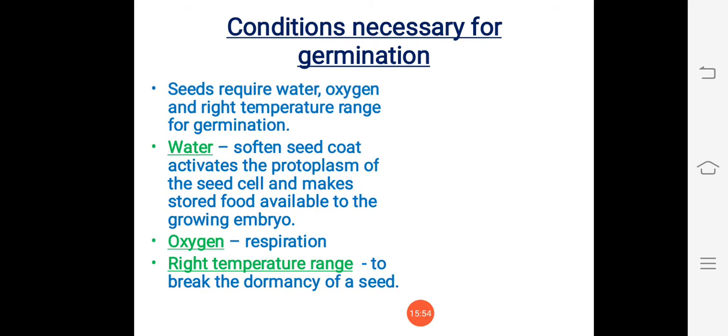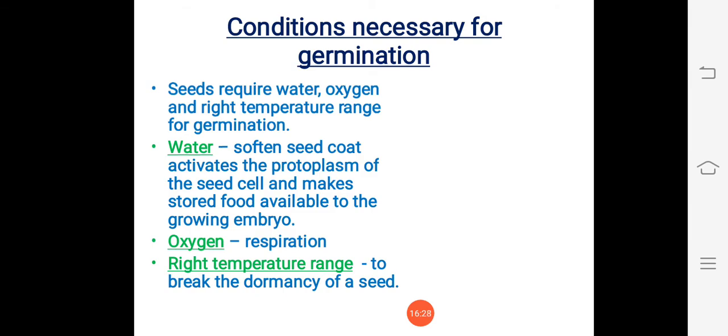Conditions necessary for germination. Seeds require water, oxygen and right temperature range for germination. Why are these elements needed for germination? The water is needed for germination to soften the seed coat, activate the protoplasm of the seed cell and make stored food available to the growing embryo.